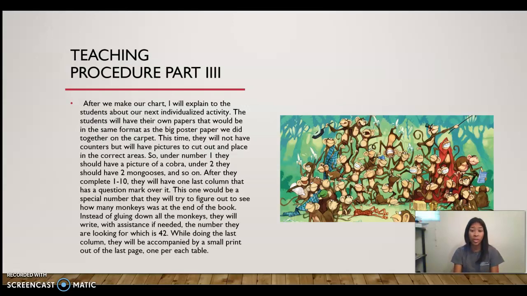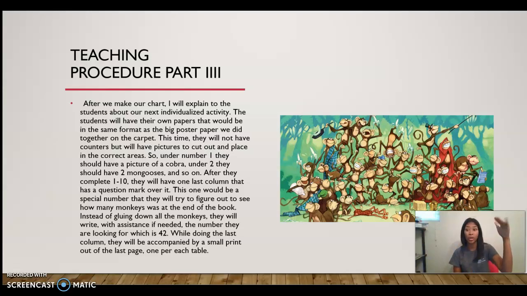So for part 4, what I decided to do is have them use the same exact chart that I created, except it's going to have one more column with a question mark on it at the end. So the 11th column will have a question mark. They're going to have the exact same format. Instead of counters that have the pictures on them, they're going to have actual pictures to cut out, which is why they need to know how to use scissors. And they will place it in the correct area.